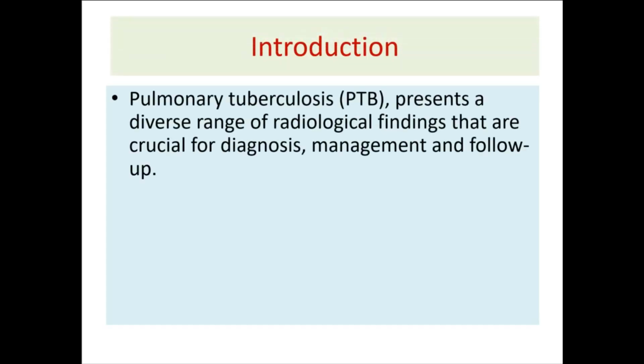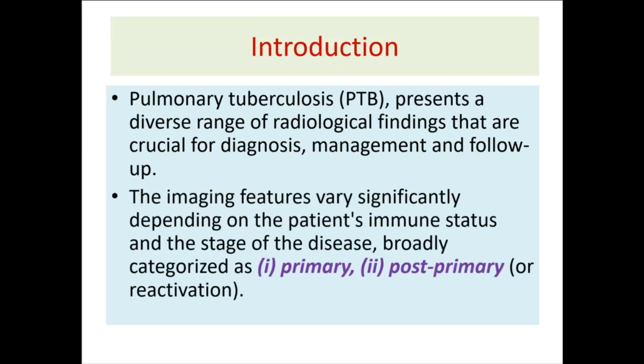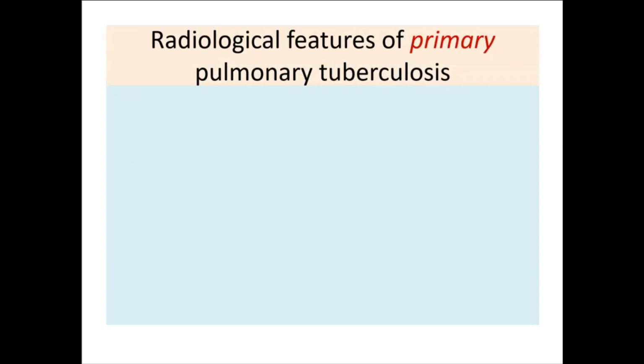Introduction. Pulmonary tuberculosis, PTB, presents a diverse range of radiological findings that are crucial for diagnosis, management, and follow-up. The imaging features vary significantly depending on the patient's immune status and the stage of the disease, broadly categorized as I primary, II post-primary, or reactivation. Radiological features of primary pulmonary tuberculosis.